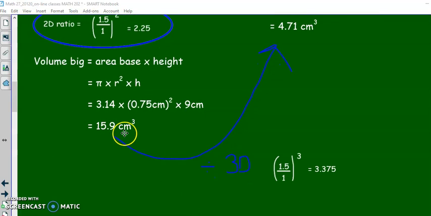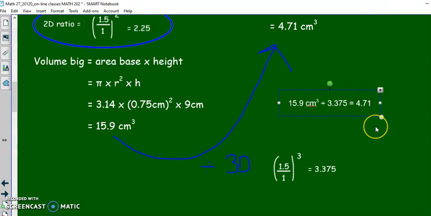Let's find that. Since I'm comparing volumes, I have to divide by the 3D ratio, which is 1.5 over 1 cubed, which is 3.375. So another way of finding the volume of the small one is to take the big volume divided by the 3D ratio. Let's see if that works. When we divide the big volume by the 3D ratio, we should get the small volume. And when we do it, we do get the small volume. It's 4.71. There are two different ways of doing this.